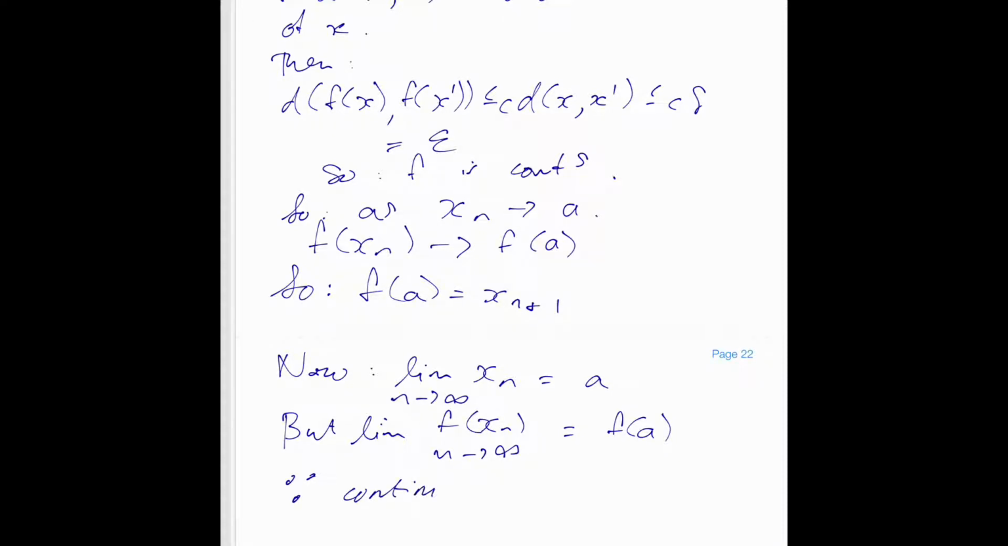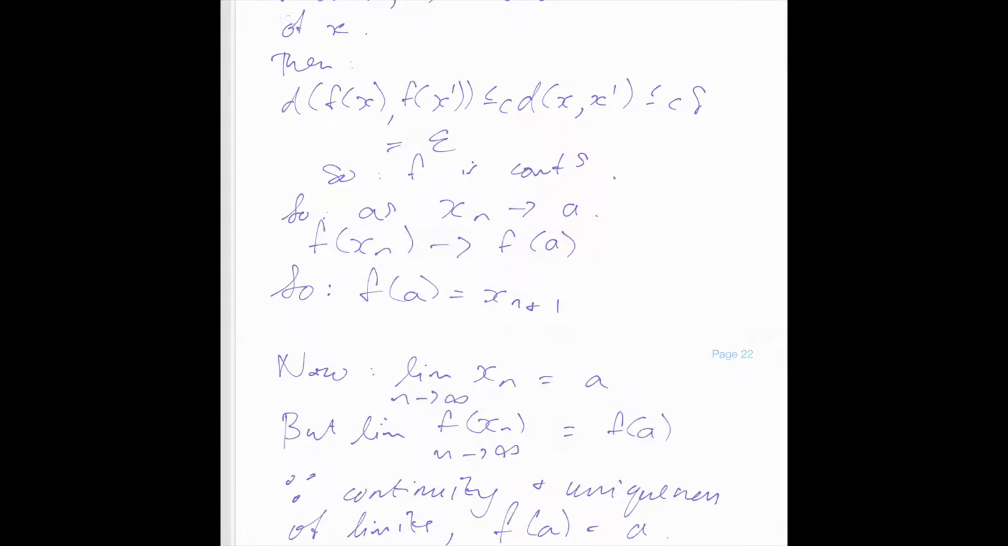And this is because on the continuous range, sequences converge to a unique limit point. And this means that f of a equals a fixed point a. So let's move on to the example.